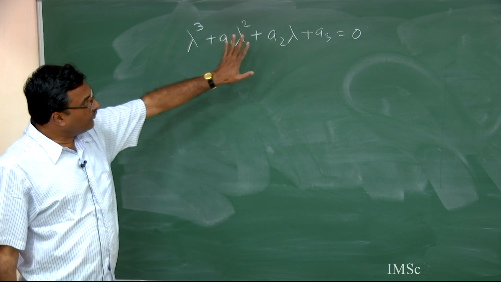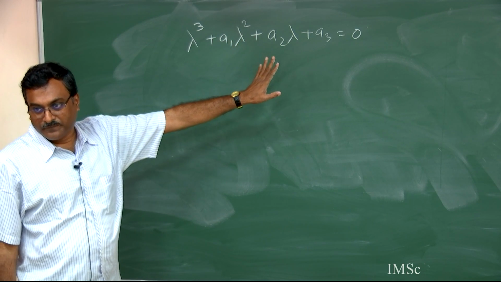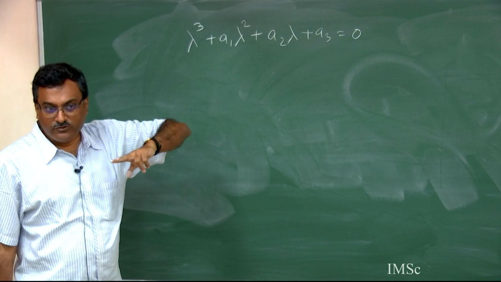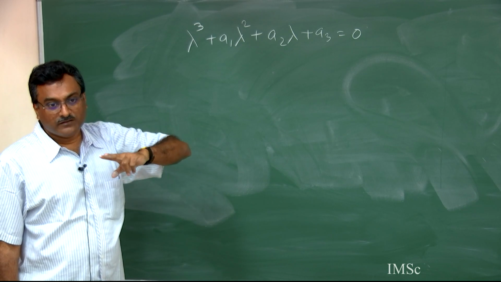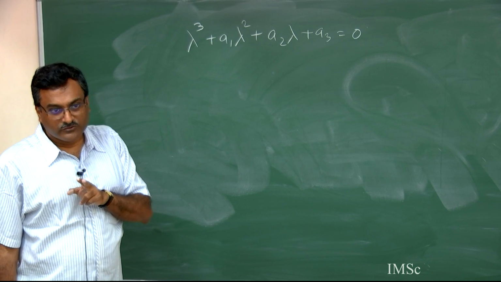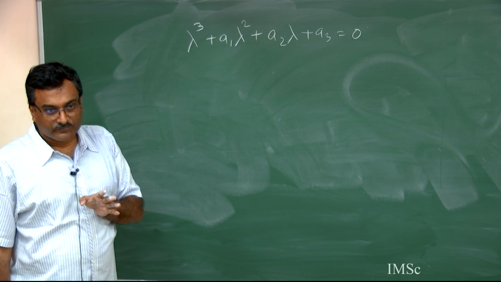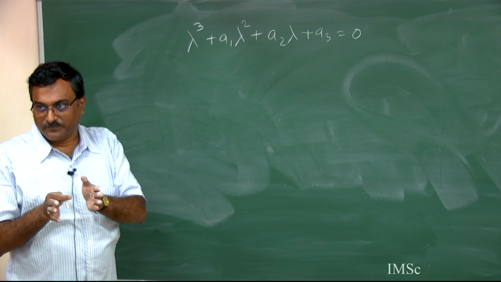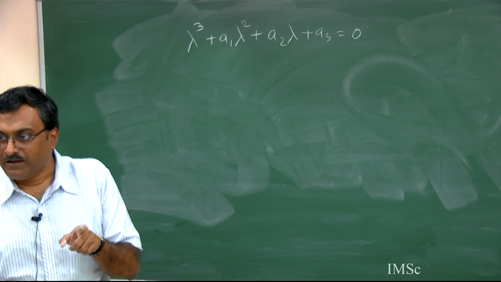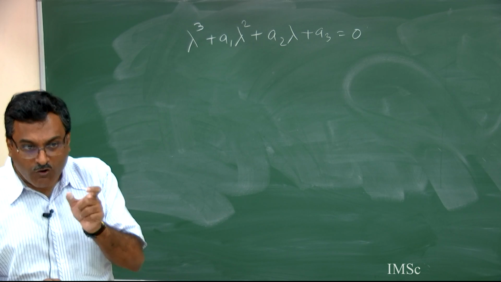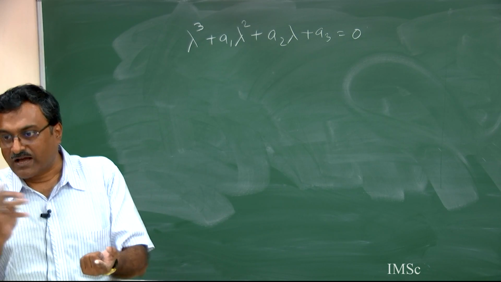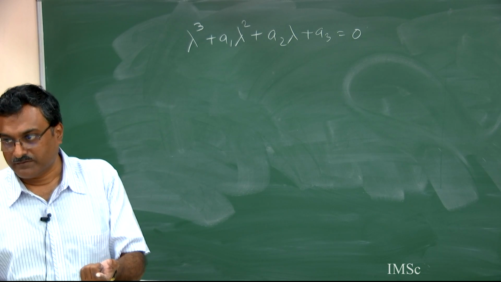And for local stability, what we need is that this cubic polynomial equation has 3 roots. So we need the real parts of all the eigenvalues to be negative. This is the most general statement. So possible combinations are: all the 3 eigenvalues are negative real numbers, or 2 of them are complex conjugate eigenvalues with negative real part, and the third one is a negative real number.